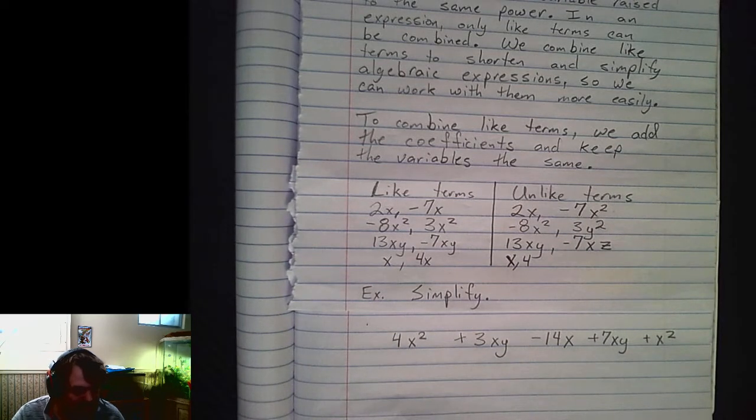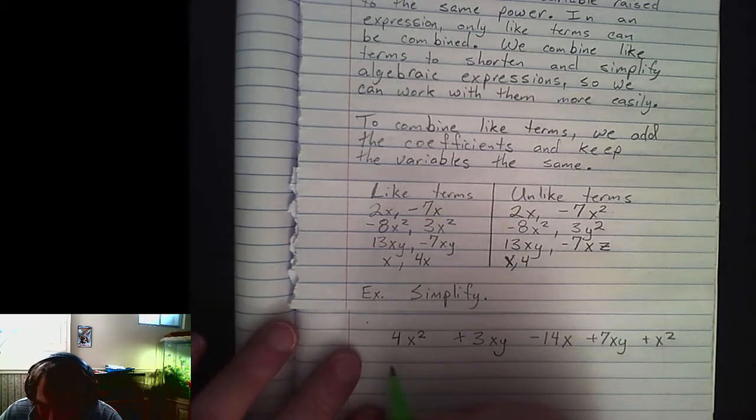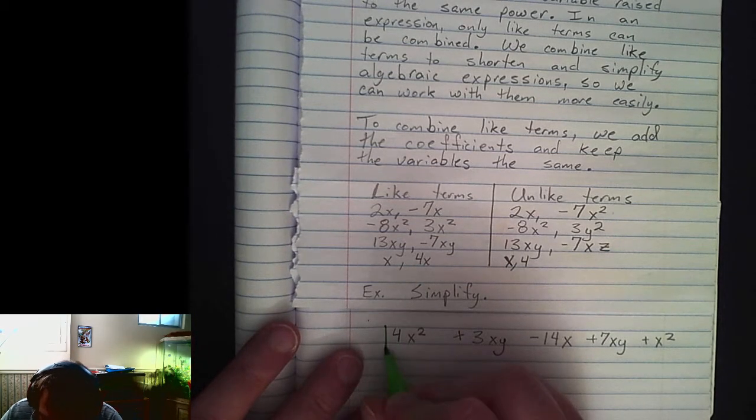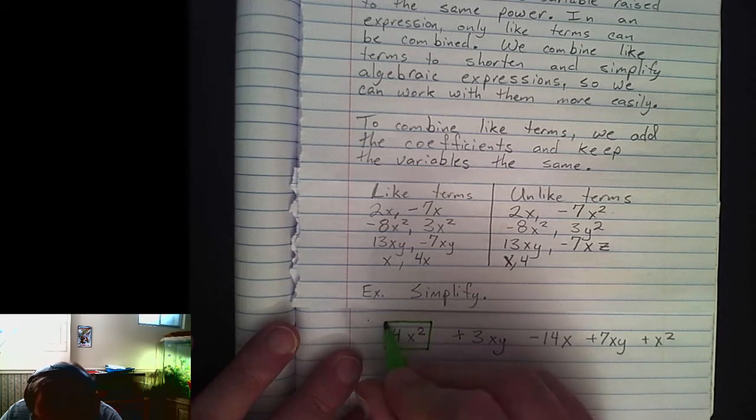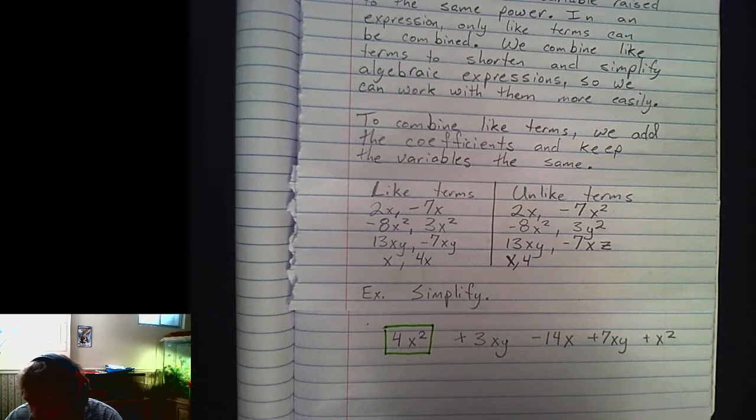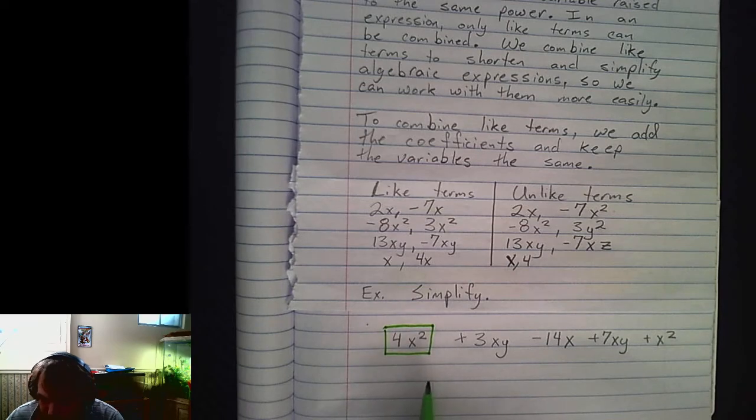To begin, a good thing to do is start identifying which terms are like. So we'll just start with this first one. I'm going to box it, and we boxed it in green. And we're going to see, are there any other terms here that are like terms to 4x squared?